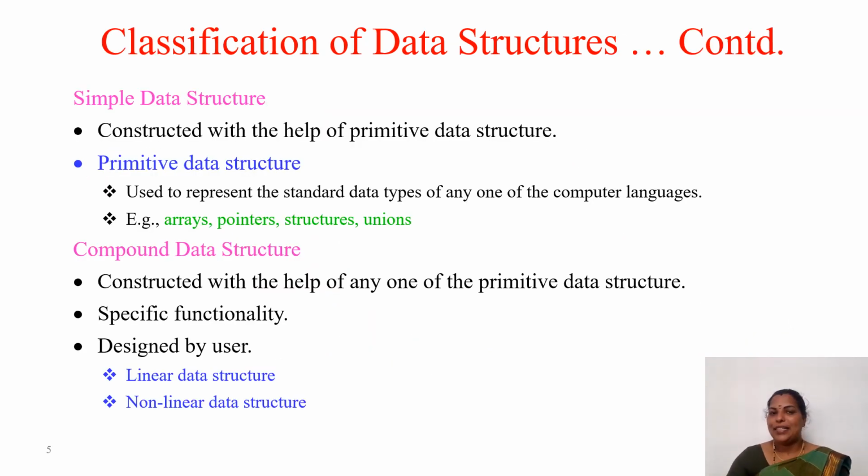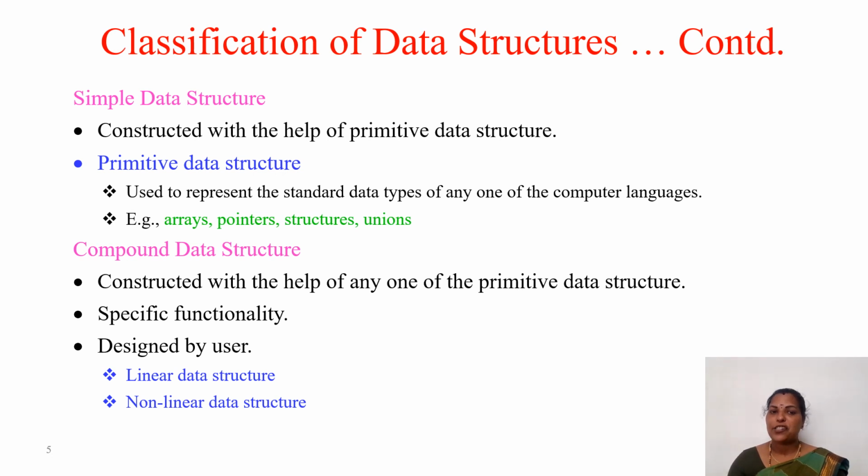So what is the simple data structure? It is very simple. Consider a person who is very simple, meaning they are not putting on any show, they are very simple in each and every aspect. Those persons we call a simple personality. Likewise, here also we have a simple data structure. A simple data structure is constructed with the help of the primitive data structure, that is the base data structure. Primitive data structure is mainly used to represent the standard data types of any one of the programming languages.